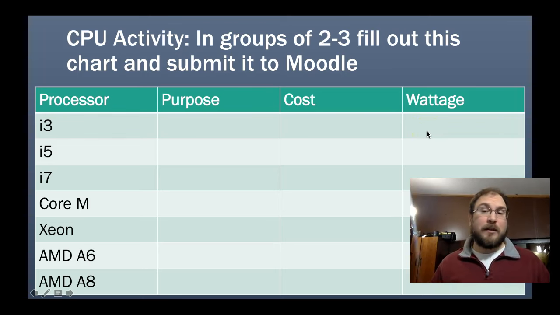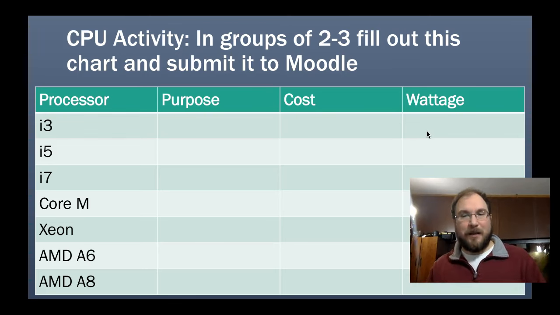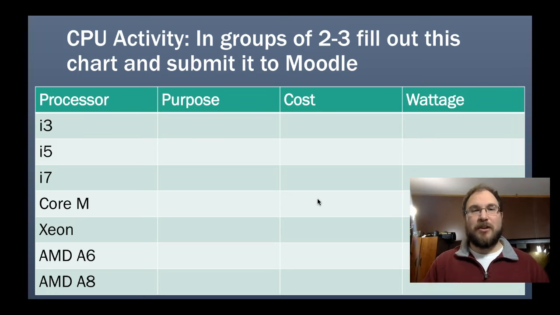The reason you're going to find out the wattage is that you're going to see that the lower the wattage of the CPU, usually the less power it has, but the greater the battery life you have for your computer. Same thing with an i5. Find out the purpose, the cost, and the wattage. i7, purpose, cost, and wattage. Core M, then Xeon, AMD A6, and AMD A8. So go ahead, fill out that chart, and submit that chart to the appropriate area on Moodle so that you can demonstrate to me that you've been able to look up and research the various computer components, so you're more informed the next time you're going shopping for a PC.